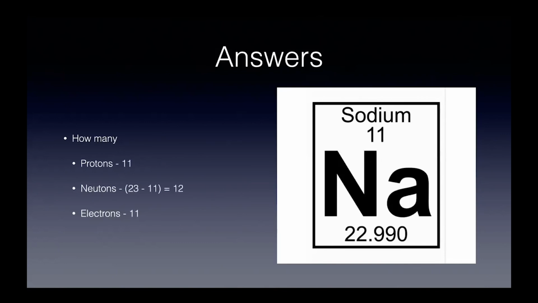And here are the answers. So there's 11 protons because the number on top is 11, that's its atomic number. The number of neutrons is 23, the mass, minus 11, the number of protons. So what's left? The number of neutrons. And remember, everything on the periodic table is balanced, so the number of electrons is 11.